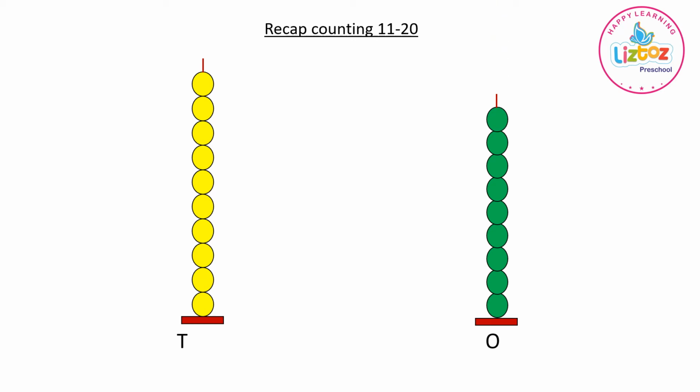Now, how many ones are there? 9. Isn't it? 9 ones are there. But in tens place, any changes are there? No. Only 1 tens are there. Isn't it? So, tens place 1 and in ones place 9. 1, 9, 19. Okay. Now look at the screen. Again one more 1 ball is there.